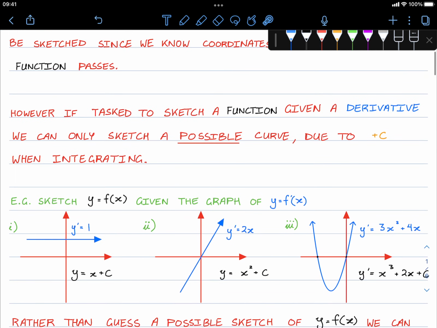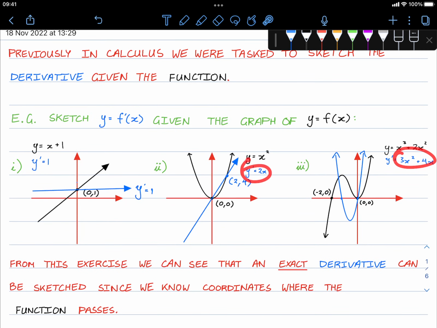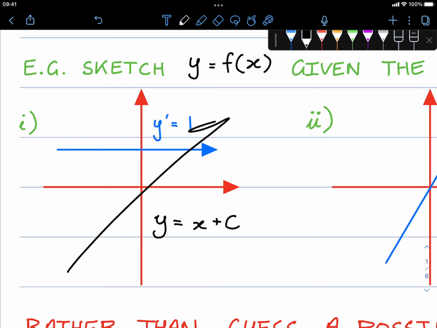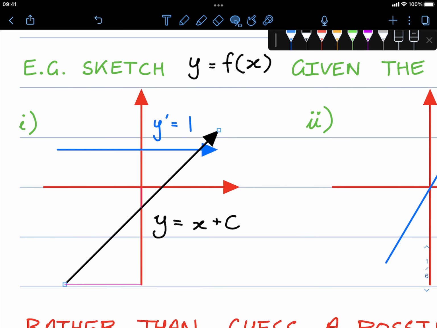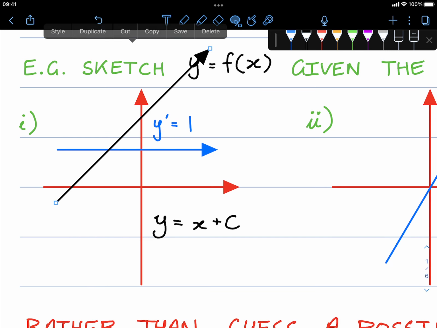However, if we were tasked to sketch a function given the derivative, we can only sketch a possible curve due to the plus c when we integrate. So these are the exact derivatives from this. However, we know that when we integrate this, we have plus c. So we know it is a line like this. This is y equals x. But if c were, let's say, -1, it'd be down here. If c were +2, it'd be up here somewhere.